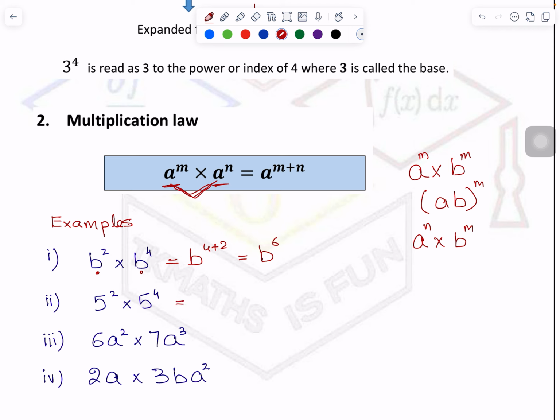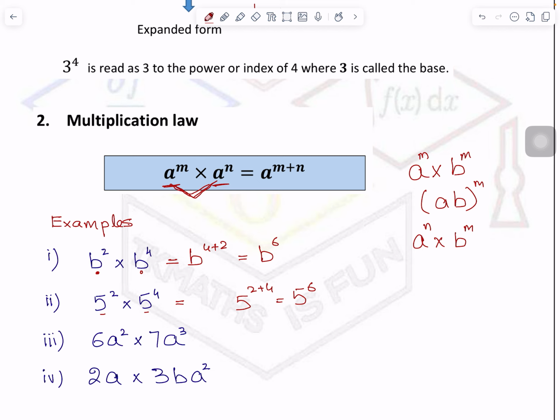In the second example, I have taken numbers rather than letters. 5 is the base, which is the same, so I will say 5 power 2 plus 4, which is 6.